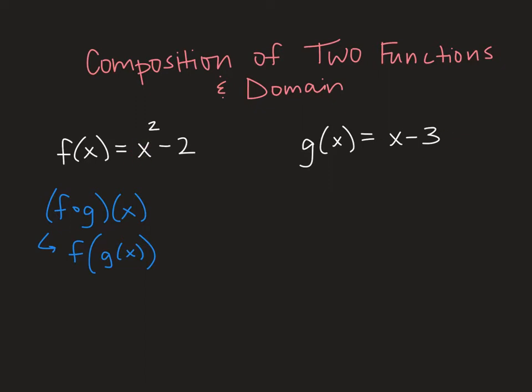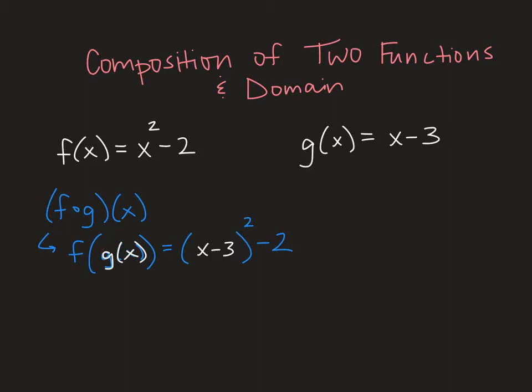So we're going to take this function, and instead of writing x here, we're going to plug in what g of x is. It's x minus 3. So that's going to get squared. So this is our g of x. I'll write that in white. And then that gets squared. And then we have a minus 2. So I plugged in g of x, x minus 3, into f of x's function.